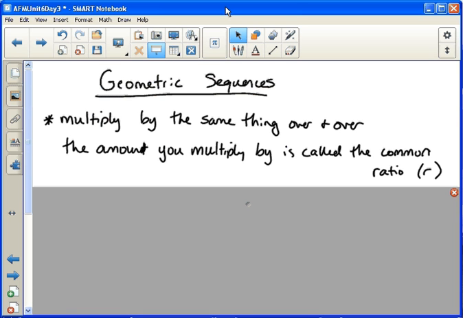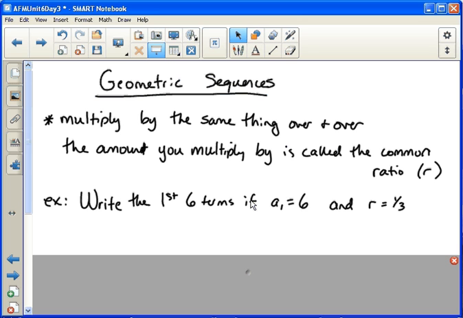Previously, we talked about arithmetic sequences. If you recall, those are the sequences where we add the same number over and over and over. These are called geometric sequences, and geometric sequences are sequences where you multiply by the same thing over and over, and the amount you multiply by is called the common ratio, and we usually use the letter R to represent that. If you remember, with arithmetic sequences, it was common difference, and that was represented by D. But what we're multiplying by every time in a geometric sequence is called the common ratio, and that is usually symbolized by the letter R.